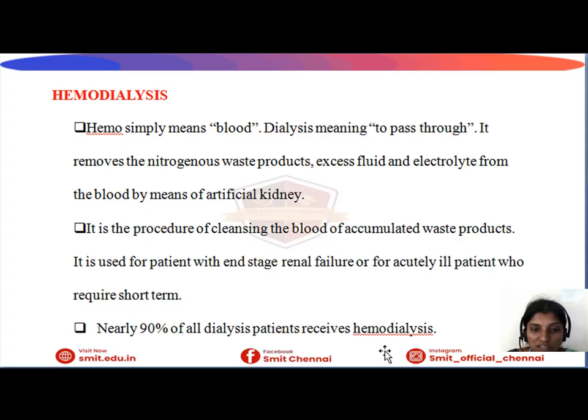It is the procedure of cleansing the blood of accumulated waste products when the patient is in the stage of renal failure. Critically ill patients who require short term treatment can afford hemodialysis. Nearly 90% of all dialysis patients receive hemodialysis. Hemodialysis is suitable for all the kidney failure patients.